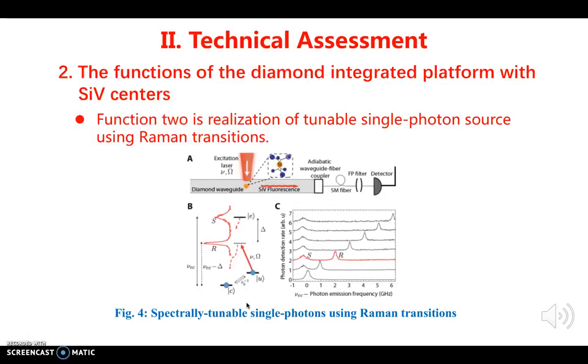From Figure 4b and Figure 4c, we can see the virtual state. It has a delta difference with the resonance frequency here. This is the magical place of Raman transition. The bandwidth of the Raman photon is narrower than the fluorescence peak. Moreover, the Raman photon frequency can be controlled by controlling the Raman laser light intensity to control the bandwidth, which means spectrally tunable single photons are realized by using Raman transitions.